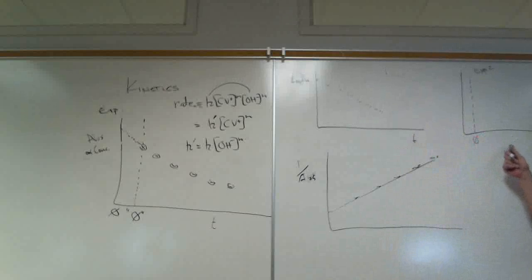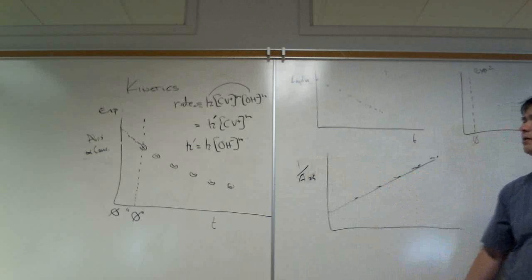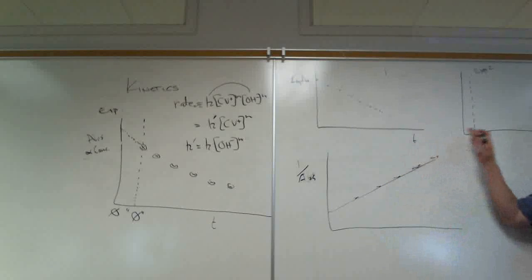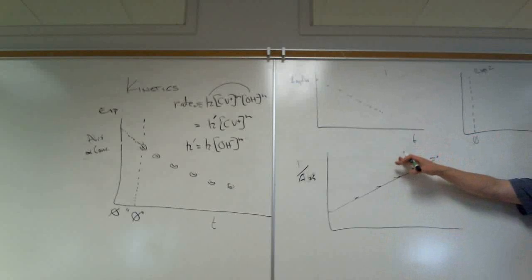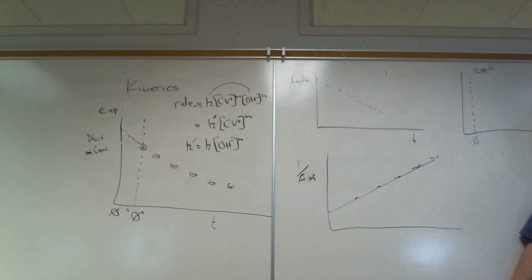The hydroxide's been doubled. Well, if we double the hydroxide, that's called the method of initial rates. The method of initial rates says, let's keep everything else the same and double one of them. And so if we double the hydroxide and the rate doubles, then it's first order. If we double the hydroxide and the rate quadruples, it's second order. If we double the hydroxide and nothing happens to the rate, then it's 0 order.